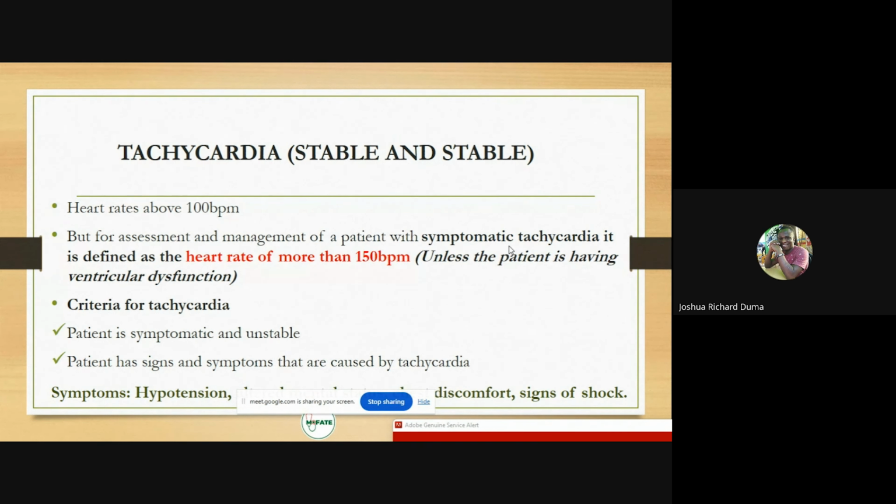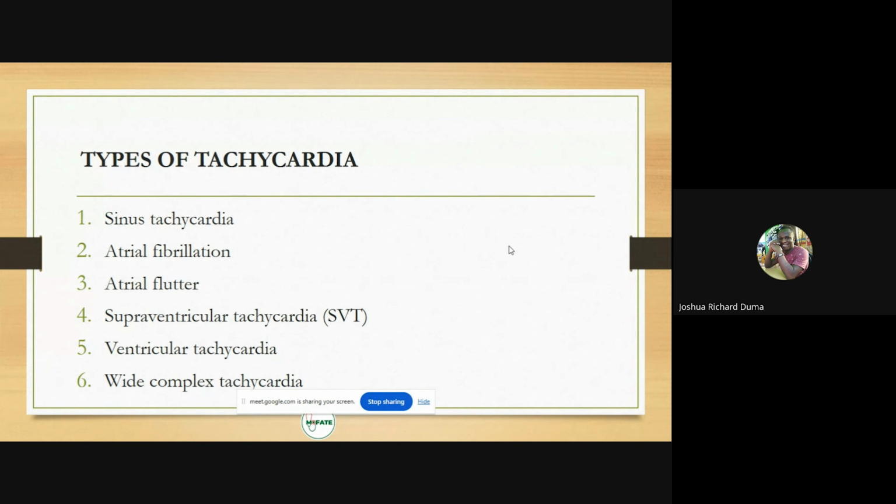So as I've said in bradycardia, also tachycardia, in order to say that this patient is tachycardic, it should be associated with clinical symptoms. Once the patient is having a high heart rate, sometimes it impairs the cardiac output. So the heart rate impairs the cardiac output, and the patient could be showing the signs of poor cardiac perfusion, poor blood perfusion. Next. Okay, we have different types of tachycardia.